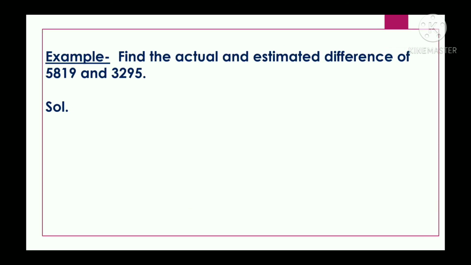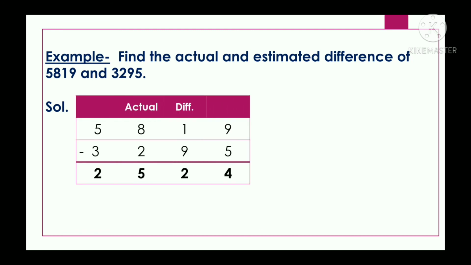Now let's take an example. Find the actual and estimated difference of 5,819 and 3,295. So here is the solution. So first is actual difference. So actual difference is after subtracting 5,819 minus 3,295, we get 2,524.